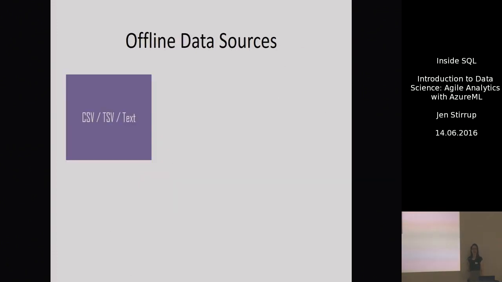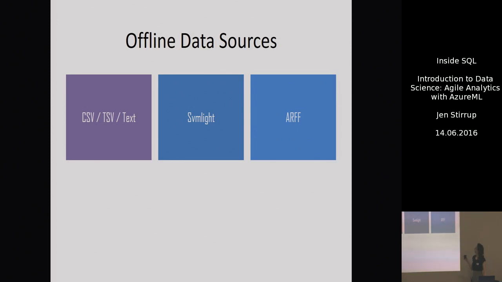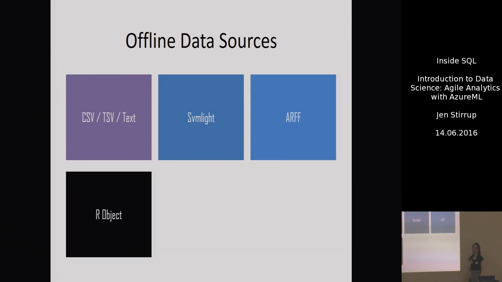So the obvious ones, like everyone else: CSV, TSV, and text. You can also use this format, SVM-Light. I personally haven't used it, but it's one that you can use. The ARFF format seems to be very popular at the moment. Basically the file comes in with headers on it, and it reads the headers in order to understand what the column types actually are. You can take in data from R objects as well if you use R, and you can extract data from what's called an R data file. That's how you can use that data source.